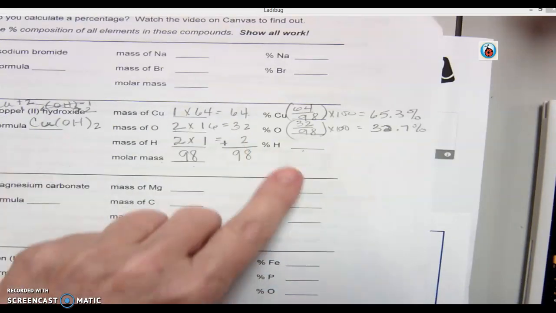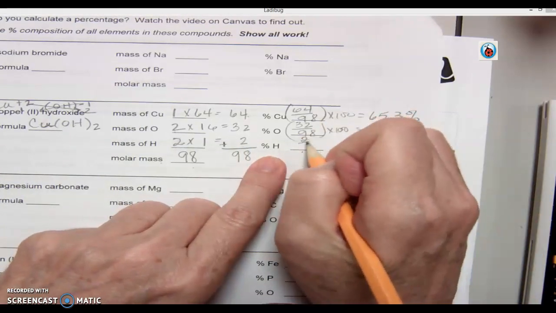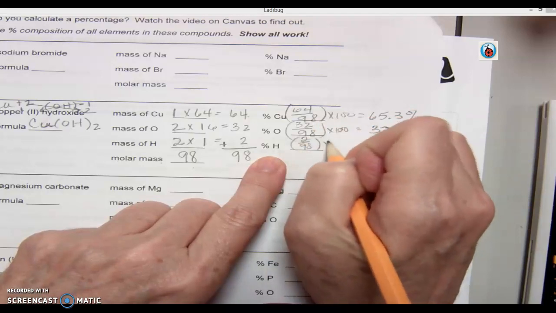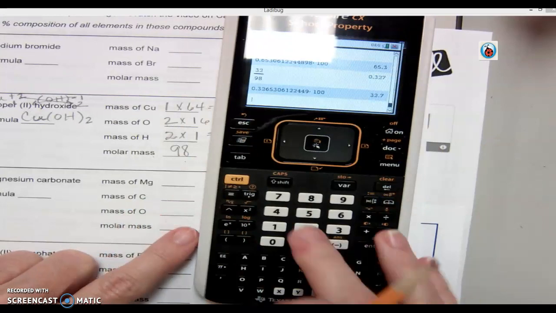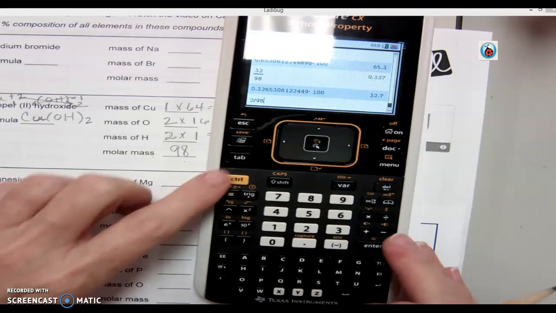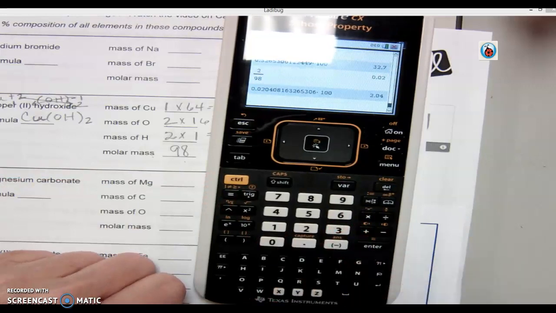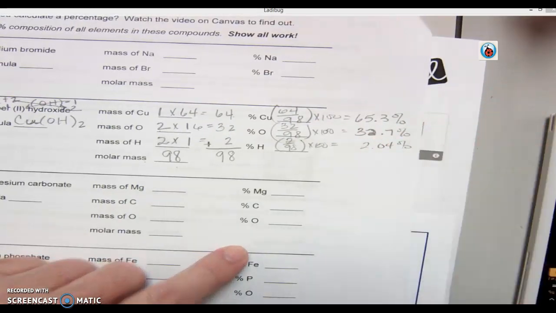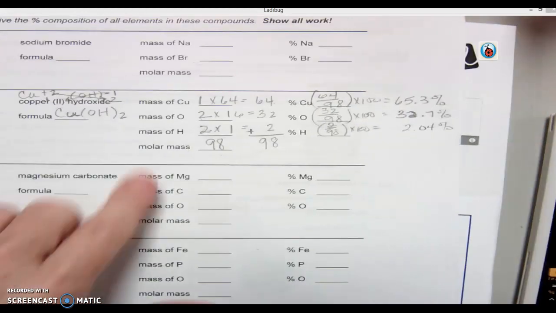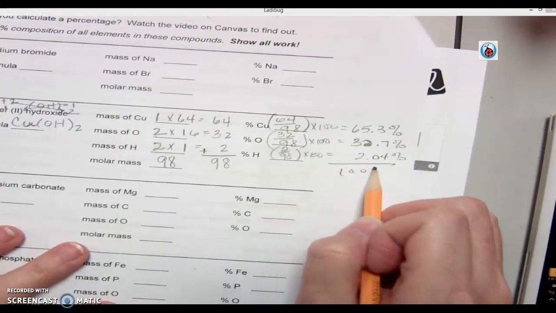All right, same thing for our hydrogen. 2 divided by 98 times 100. Okay, so 2 divided by 98, control enter, times 100. 2.04% of this formula contains hydrogen. Okay, so this should equal 100%.